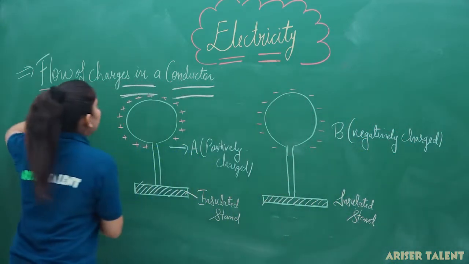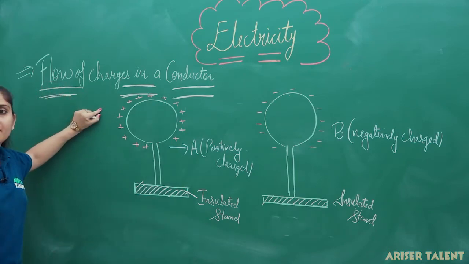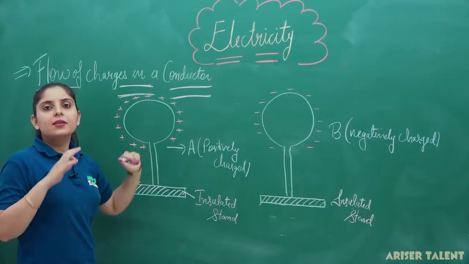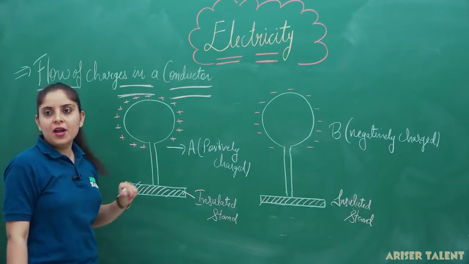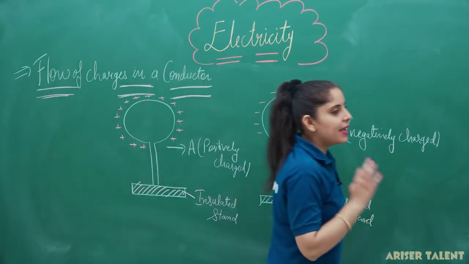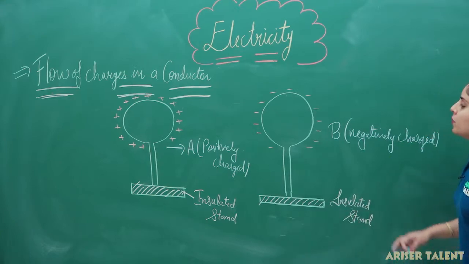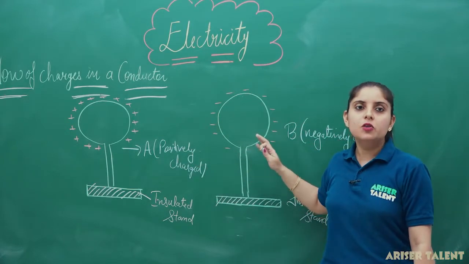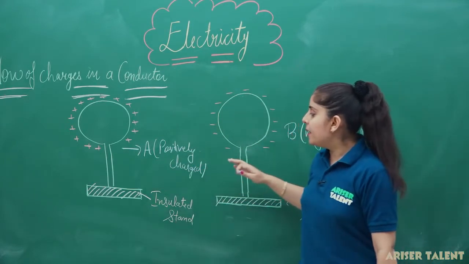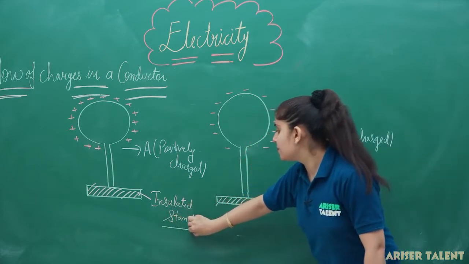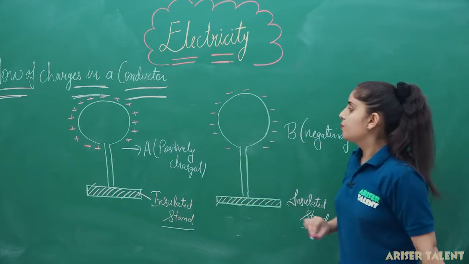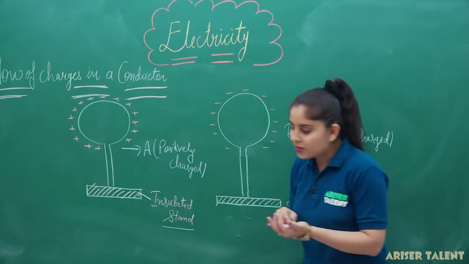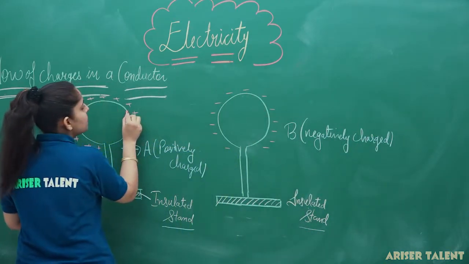Now, we have to discuss the flow of charges in a conductor. So what we have done, we have taken two systems. The two systems are A and B. The body A is positively charged and the body B we have is negatively charged. Now, suppose we have to make the flow of charges from one body to another. So we have taken two systems here, that is A and B, and we have kept them on insulated stands. Now, suppose I am connecting these two systems through a wire.